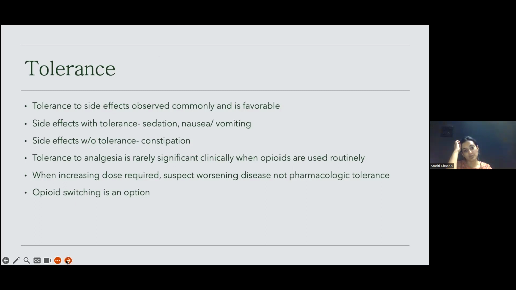So with increasing dose requirement, especially in situations where pain can be quite fluctuating, such as cancer-related pain or pain at the end of life, look for worsening disease and not pharmacologic tolerance. The first point of action would be to increase the dose and see if it helps. Even with tolerance, some amount of increasing the dose does help. So first try and increase the dose, see if that works, and only then think about tolerance and opioid switching.